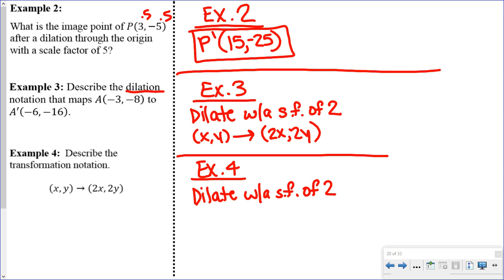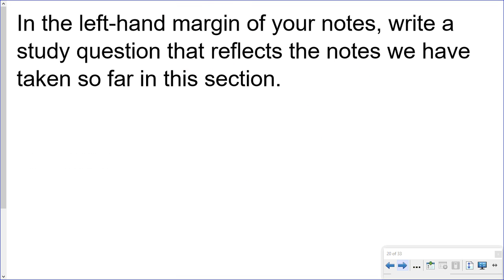Okay. All right, now let's move on to rotations. But first I want you to write in the left-hand margin, so this is a study question. So it goes in the skinny column that reflects the notes we've taken so far in this section. So it could be a level 1, level 2, or level 3 question, but you're not answering it yet, you're just writing it.